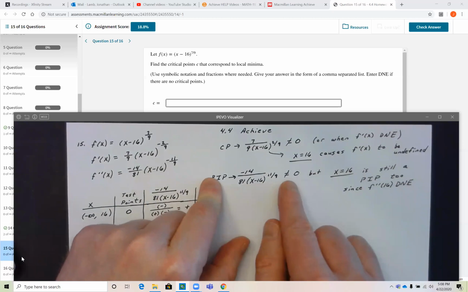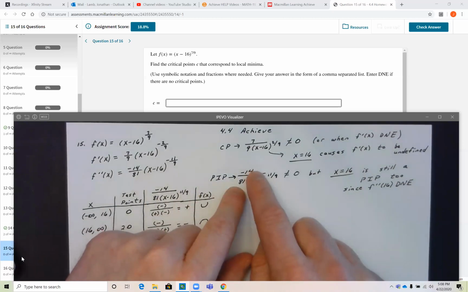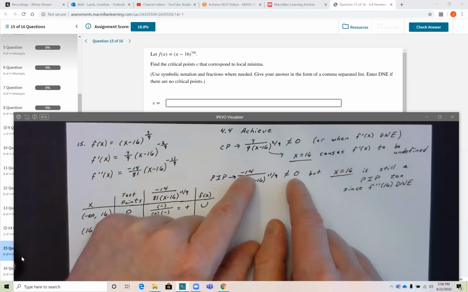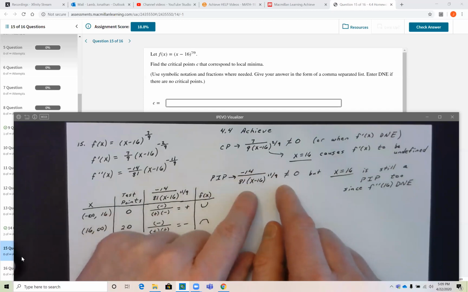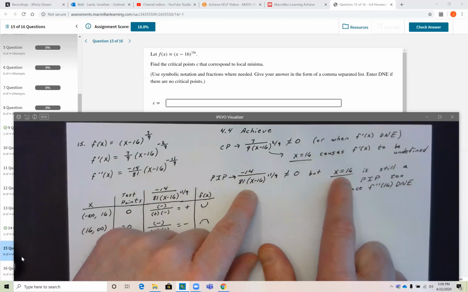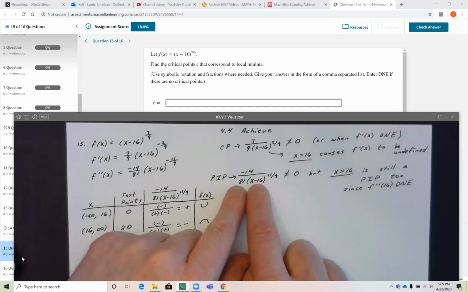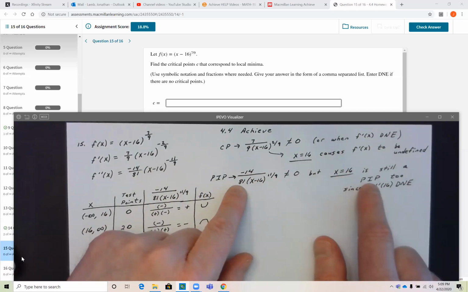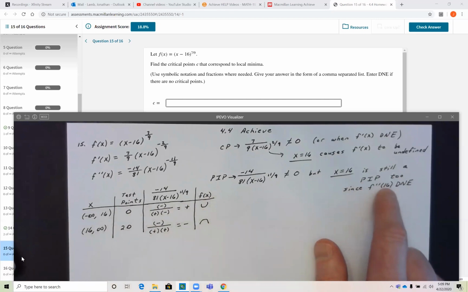When I try to set the second derivative equal to 0, it's a fraction that cannot equal 0 because it just has a negative 14 in its numerator. So you're not going to get any potential inflection points by trying to set it equal to 0, but just like the first derivative test, the second derivative test says you could also get potential inflection points at any value that causes the second derivative to not exist. So for the very same reason, x = 16 is a potential inflection point, since it causes the second derivative to not exist at 16.